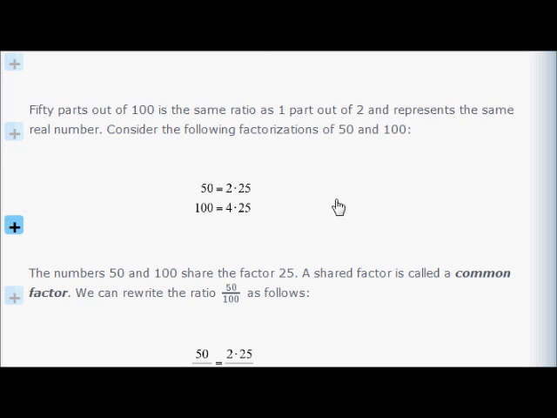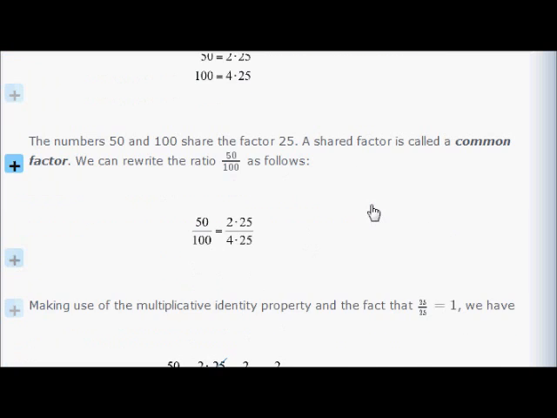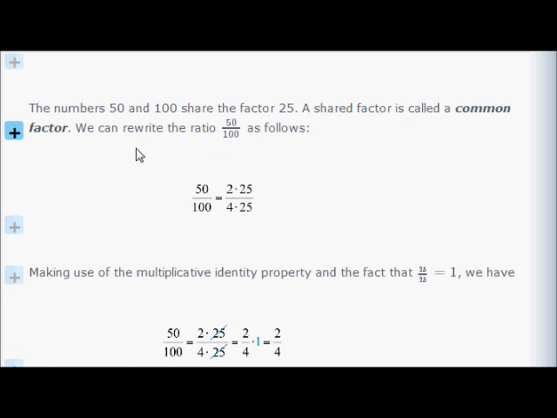So let's consider the following factorizations of 50 and 100. We're not going to divide these into all their prime numbers. We're looking for what we're going to call a common factor. So let's take the number 50 and recognize that it can be factored into 2 times 25. 100 can be factored into 4 times 25. So this 25 is a common factor, because both of these numbers share the factor 25. So we can rewrite the ratio 50 over 100 as 2 times 25 over 4 times 25.